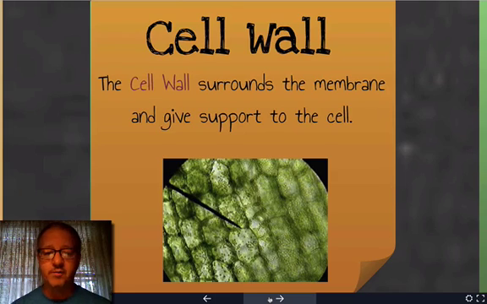So the cell wall is another organelle, even though it doesn't seem like it's an organelle, but it has a very specific function. It surrounds the membrane, the cell membrane. Animal cells have cell membranes, but they don't have the cell wall, so this is unique to the plant cell as well, and it gives extra support to the cell.